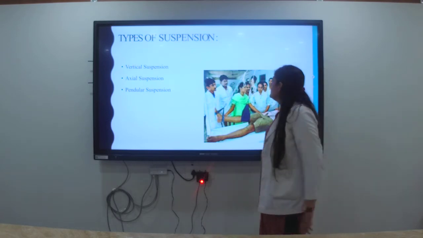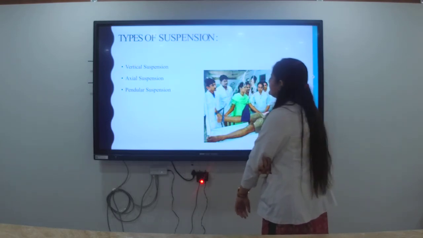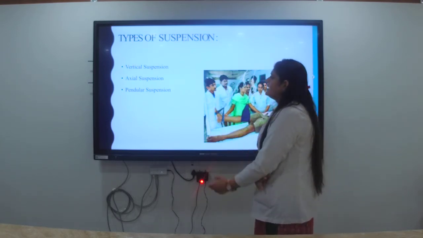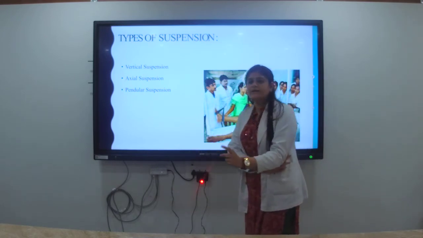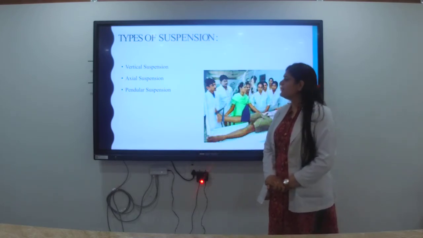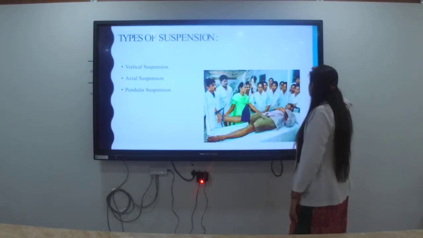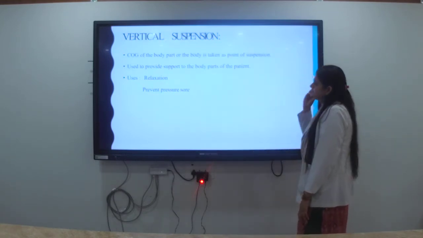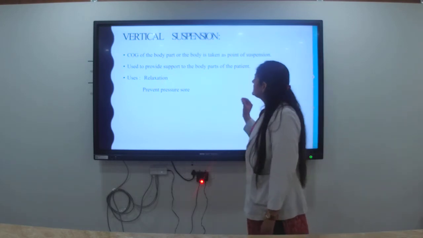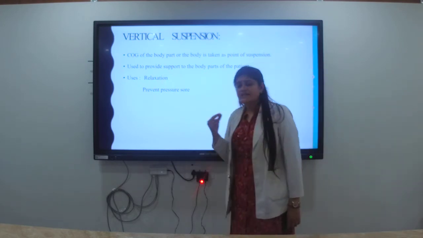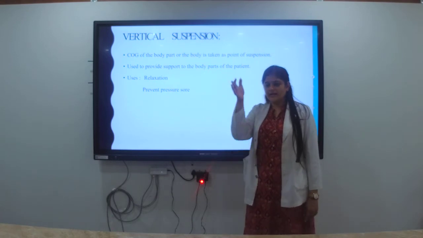Now we talk about the different types of suspension. There are three main types. One, you have your vertical suspension, you have your axial suspension, and you have your pendular suspension. We will study about it in detail. We talk about vertical suspension. The name itself suggests that it's going to be right 90 degrees.